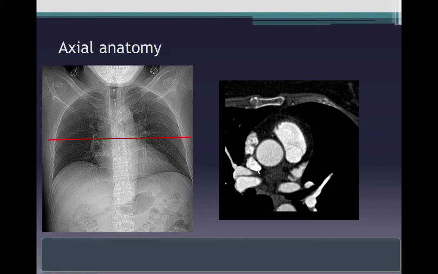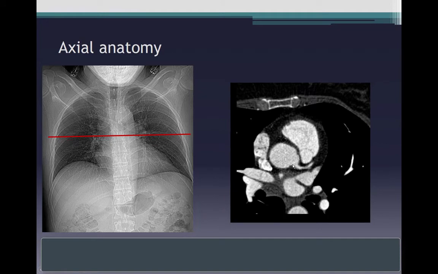Now this structure here is the SVC, which will be joining into the right atrium. Posterior to the SVC is the right superior pulmonary vein, and this structure is part of the right pulmonary artery. And on the left side, this is part of the left pulmonary artery, and the branches of the left pulmonary artery are here. And this triangular structure is again the left atrial appendage. So we have to remember that the pulmonary veins lie between the SVC and the pulmonary artery branches.